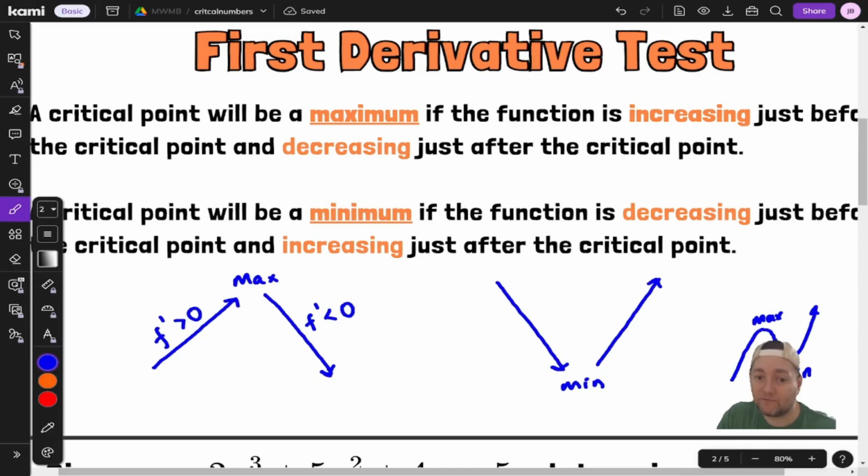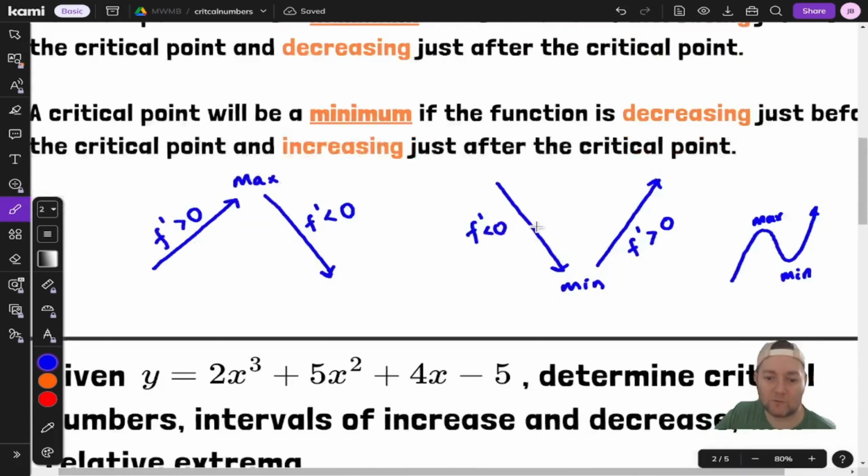If the derivative goes from positive to negative, it's a maximum, or increasing to decreasing. And the opposite is true for a minimum. If the derivative is negative, the function's decreasing, and then if the derivative goes to positive, that means, of course, we have a min. So we can get a lot of valuable stuff from that first derivative in terms of being able to tell the relative extrema. And relative extrema is just a fancy word for max or min.